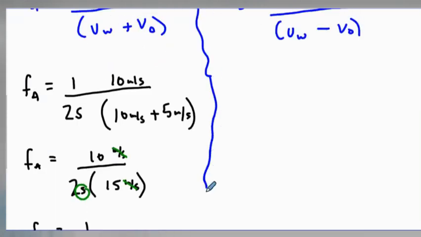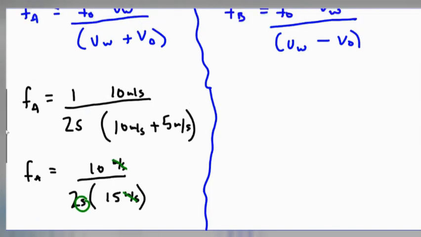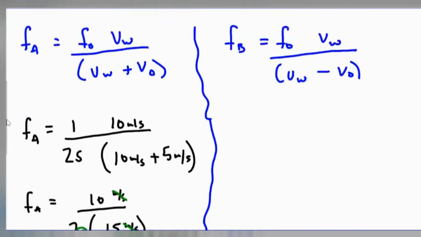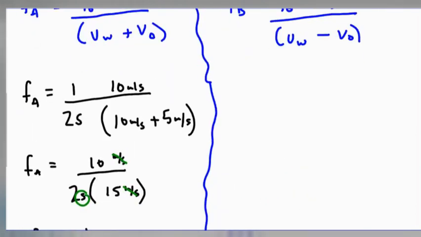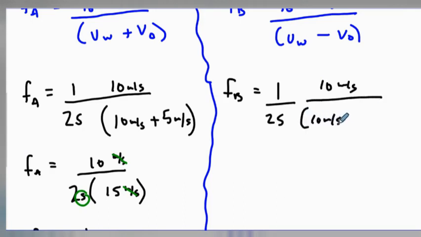Okay. What about person B? We're anticipating that they are going to see waves more often because they're coming in pretty close together. Okay, so the frequency of B would be one wave every 2 seconds. And then we've got 10 meters per second divided by 10 meters per second, take away 5 meters per second.